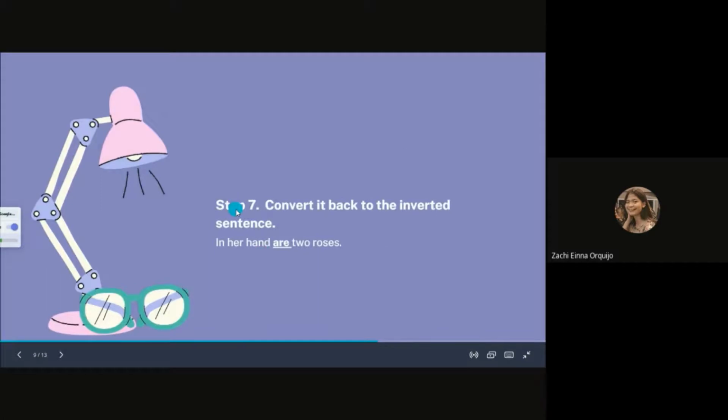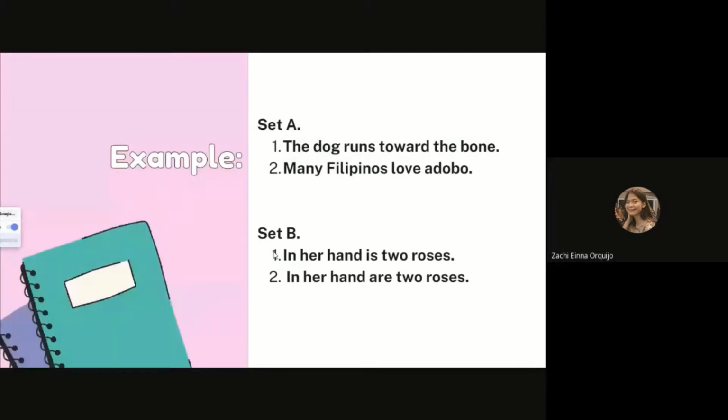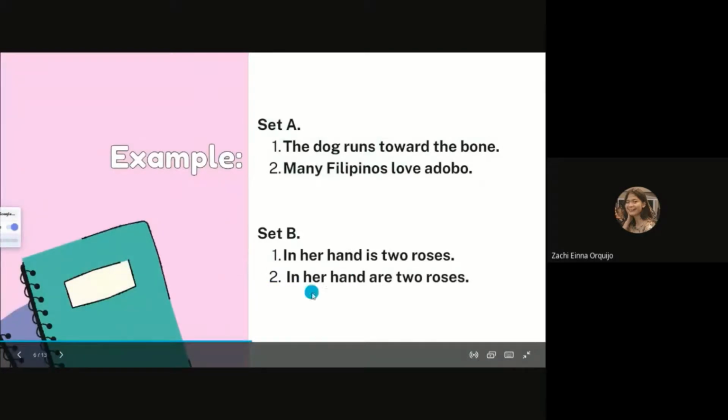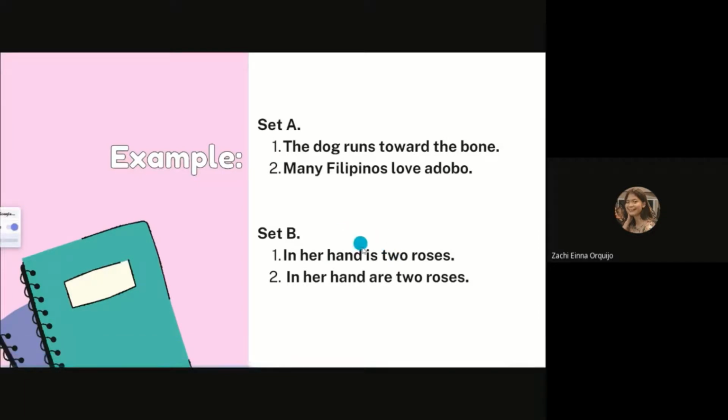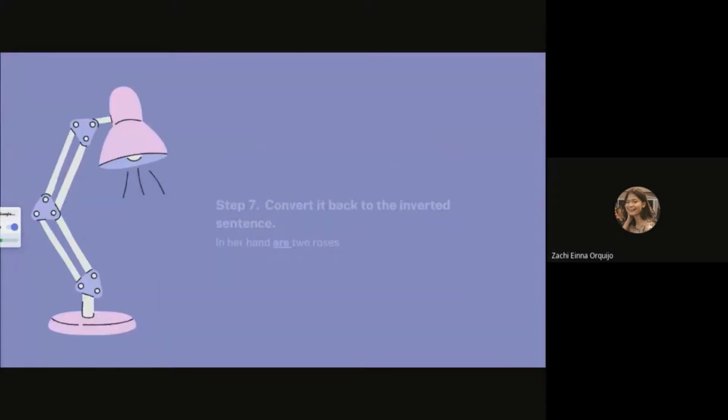So, for the step 7, you convert it back to the inverted sentence. So, in her hand are 2 roses. Ibig sabihin, yung pinakatama dito sa dalawang ito ay ito yung number 2. In her hand are 2 roses. Hindi itong una kasi mali ito. Okay? So, ganun nyo i-identify or ganun natin malalaman if tama ba yung gagamitin nating verb kapag inverted sentences yung na-encounter natin or gagawin natin. Okay? So, we have step 1 to step 7.